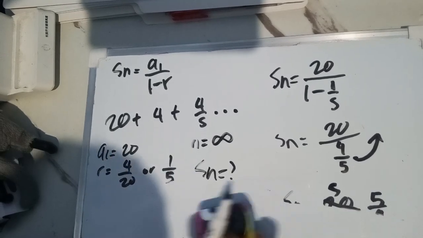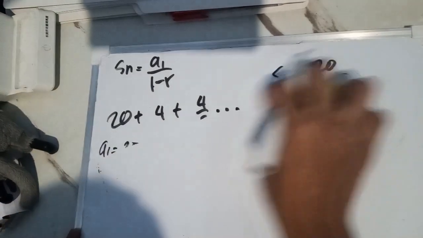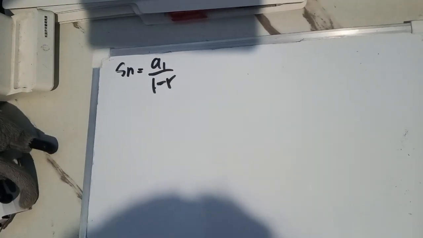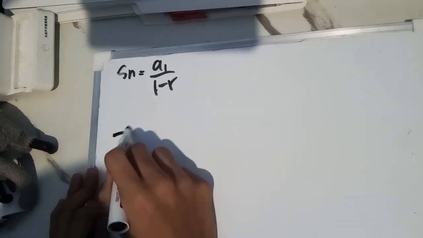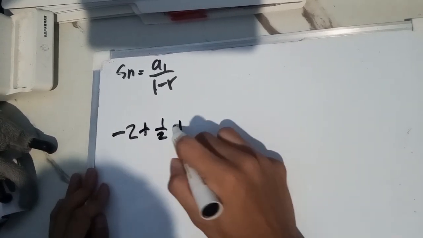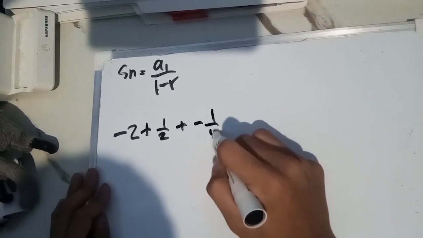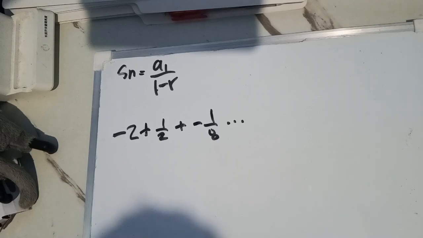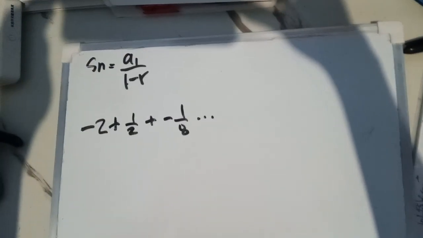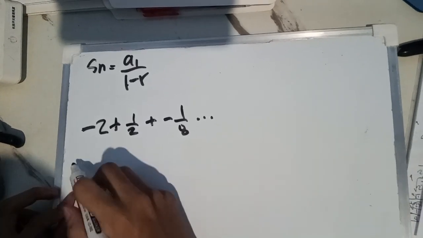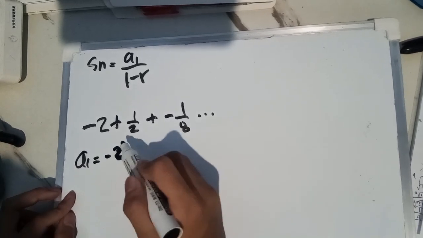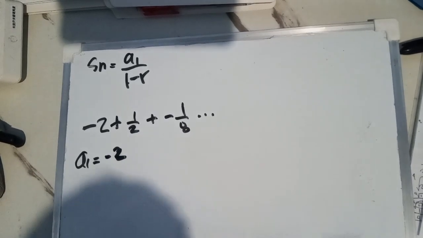Next. So, how about this type of problem? Negative 2 plus 1 half plus negative 1/8, so on and so forth up to infinity. So first thing we'll do is to write the given. Okay. First term is negative 2. Sulat natin si negative sign para di tayo malito. Diyan din nadadali ito.